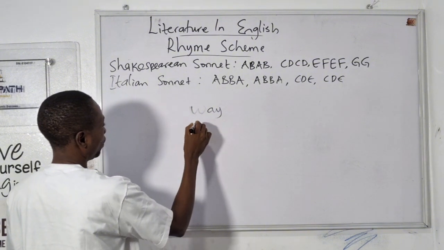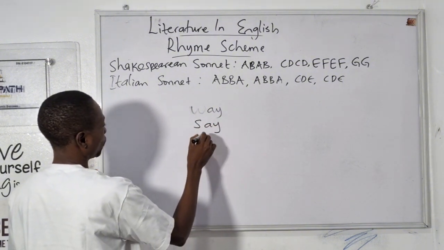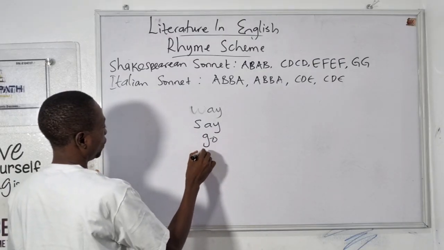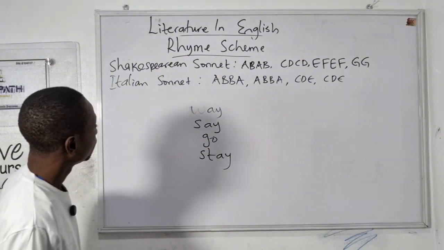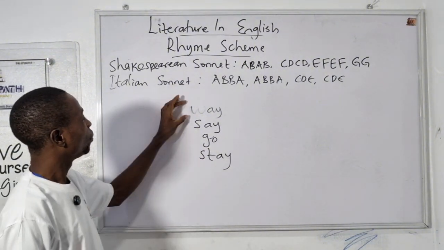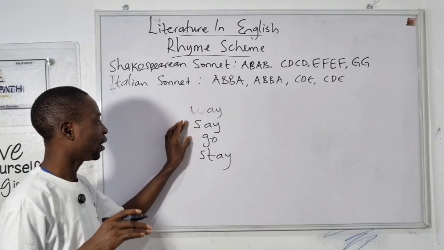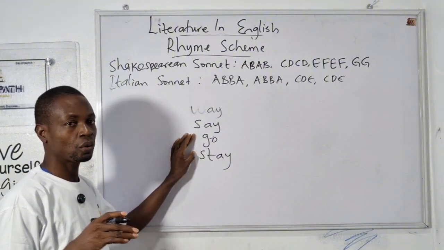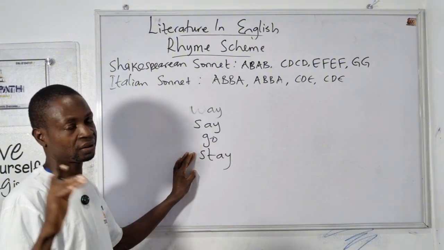We, say, go, stay. So when you look at these four words, we has the A sound. Say also has the A sound. Go has the O sound. And stay has the A sound.